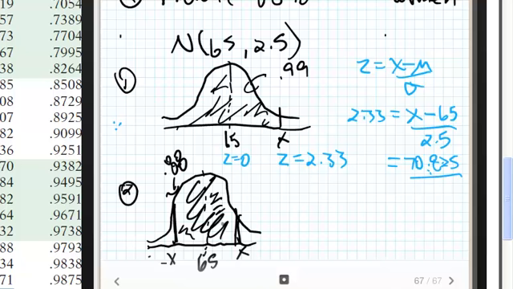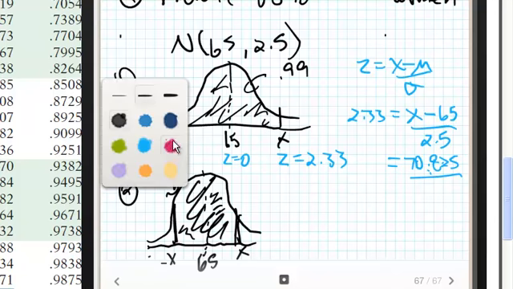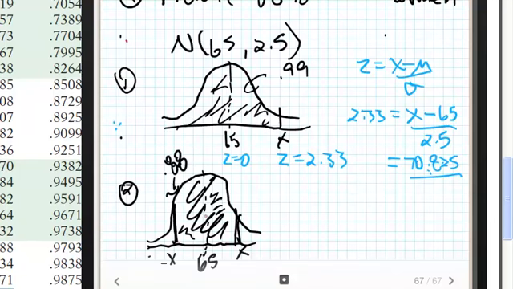All right, my chart doesn't give me the middle 88. It only gives me values to the left. So let me see if I can explain this right. I'm going to change colors. Go to red this time.